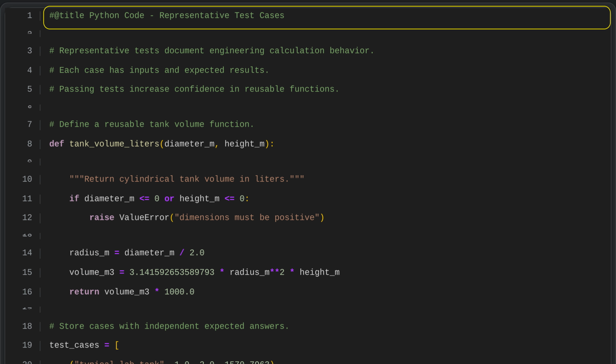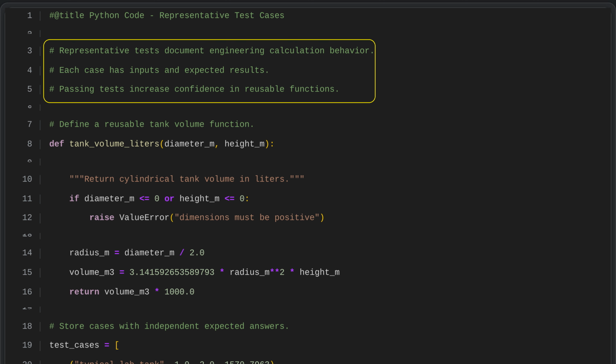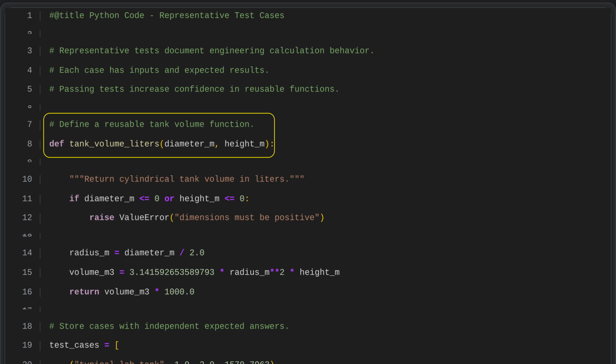Python code, representative test cases. Representative tests show how engineering calculations should behave by pairing inputs with expected results. When these tests pass, they build confidence that reusable functions are working correctly. The tank volume liters function calculates the capacity of a cylindrical tank from its diameter and height, both in meters. It first checks that both dimensions are positive and raises an error if they are not. It then finds the radius, calculates the cylinder's volume in cubic meters, converts that value to liters by multiplying by 1,000, and returns the result.